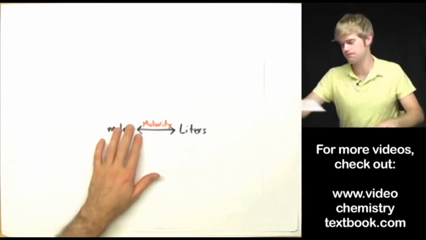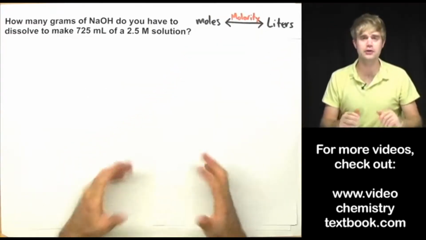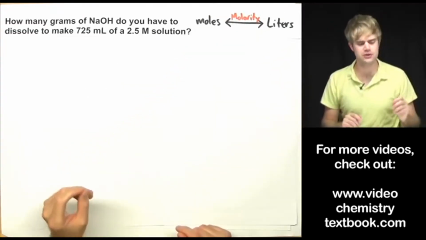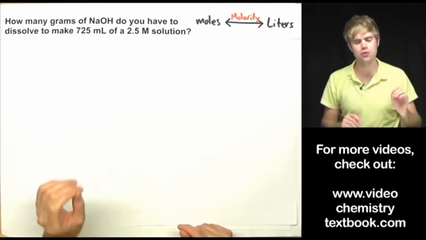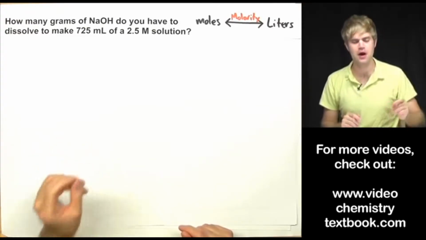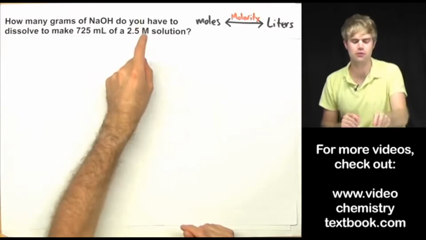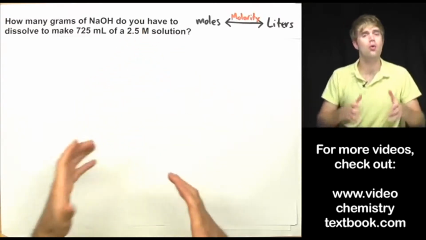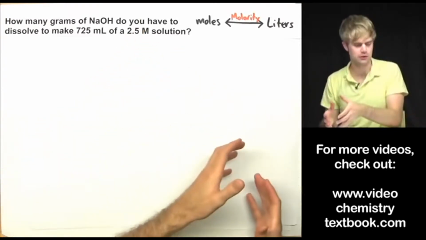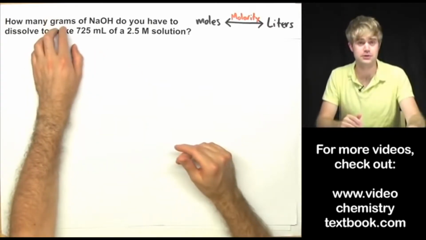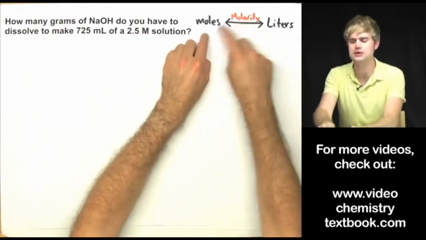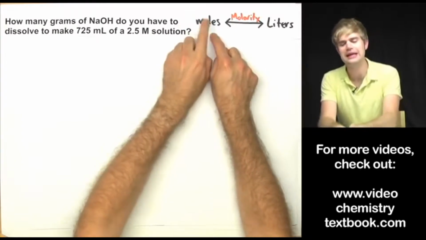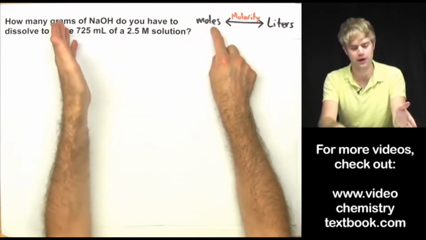moles in a solution. So, how many grams of NaOH, sodium hydroxide, do you have to dissolve to make 725 milliliters of a 2.5 molar solution? Okay, what are we starting with? What are we looking for? We're looking for grams, okay? Grams isn't one of the things we can get with molarity, but we can get moles, and then we can go to grams from there.